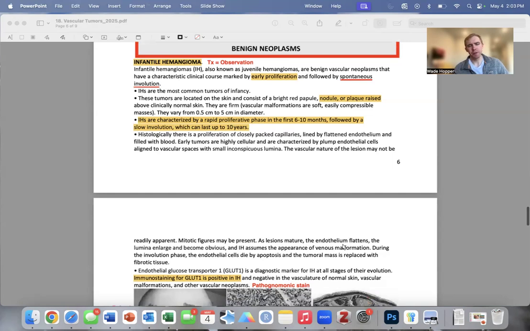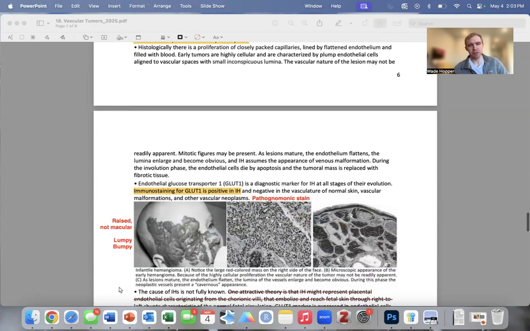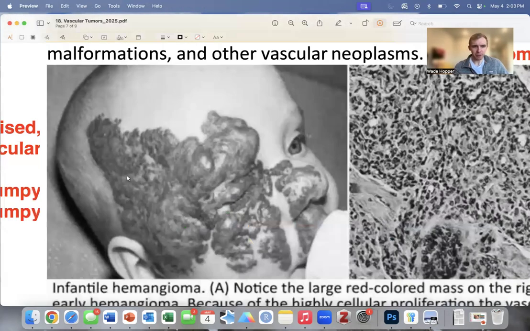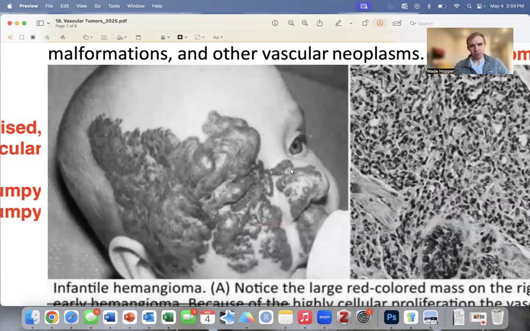I don't have any photos for this because really it's the raised texture. Here's a decent photo of one on the left side. Yeah, you can tell that this is clearly not a macular lesion. You know, there's clearly some texture to it here.